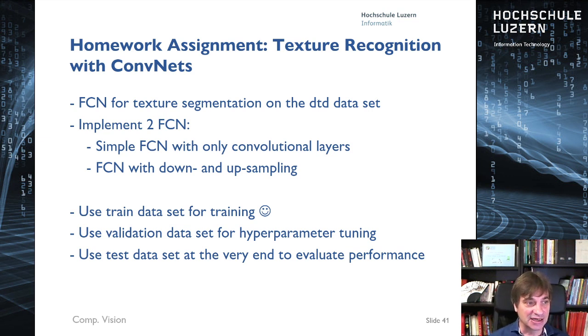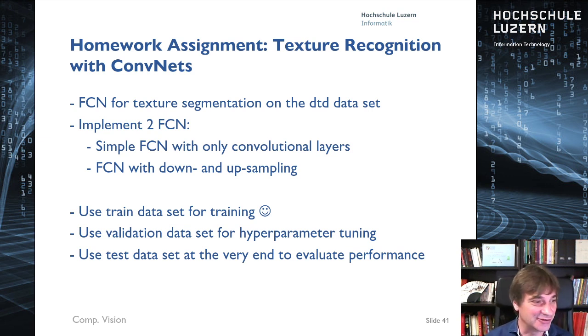So your task will then be to use 2 fully convolutional networks to train and test the classification. It should be at least one network with only convolutional layers, so you can use what we have looked at today, and then it should be one network with down and up sampling, so that you can apply the techniques that we looked at in the lecture.